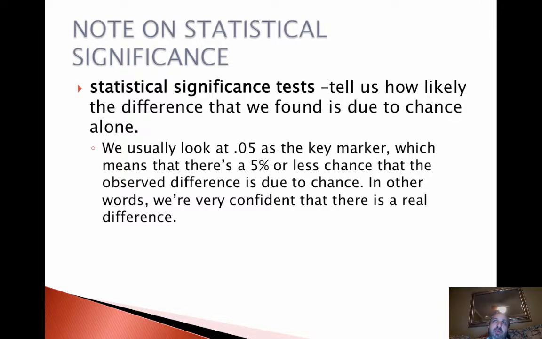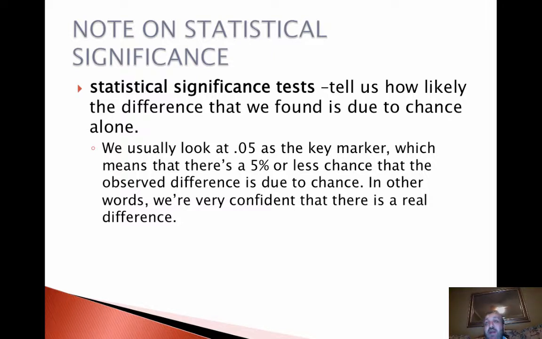0.01 would be 1 in 100. No, 0.001 would be 1 in 1,000. Sorry. So 0.001 would be, there's just a 1 in 1,000 chance that these differences are due to chance alone, that they're just a product of the sample. In other words, you can be very confident that there's a difference.